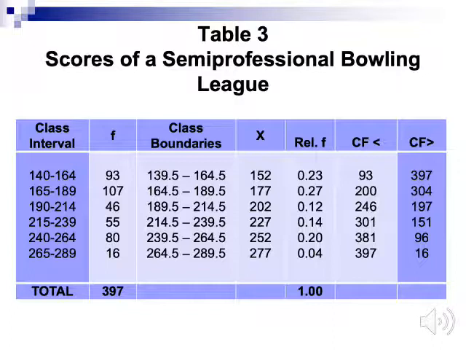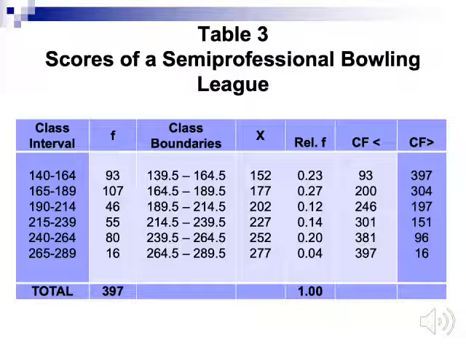So you would say that the majority of the players in the semi-professional bowling league scored between 165 to 189, because there are 107 in terms of frequency, followed by 140 to 164, followed by 240 to 264, then 215 to 239, and very few were able to score 265 to 289.